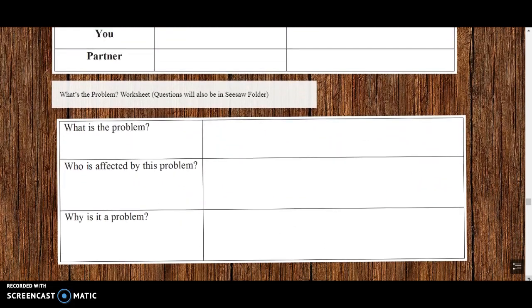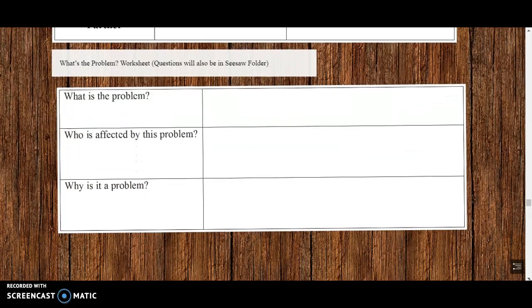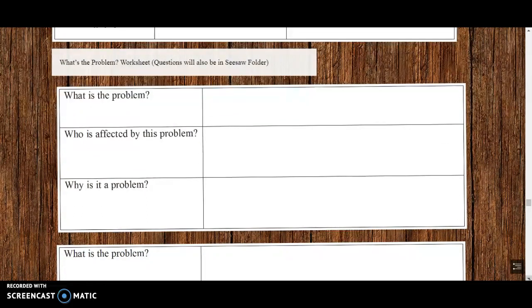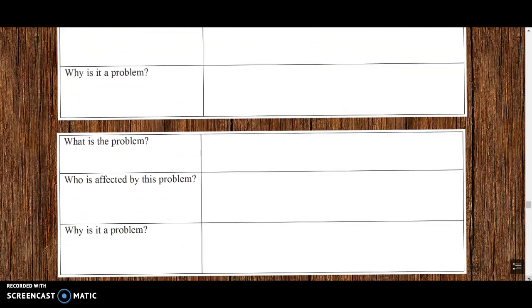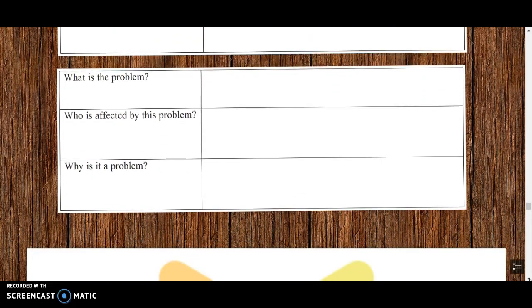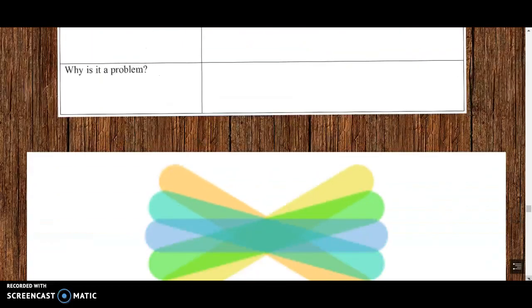What's the problem? The What's the Problem worksheet was also used in the beginning of the project, so they could actually see what the project was, what their problem in their community was, who was affected by that problem, and why it was actually a problem. So this was also to invoke those critical thinking skills.